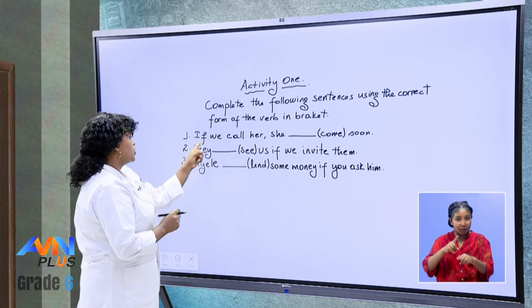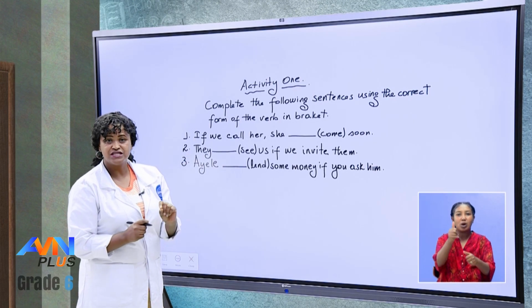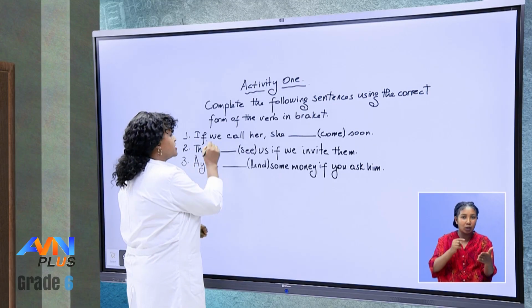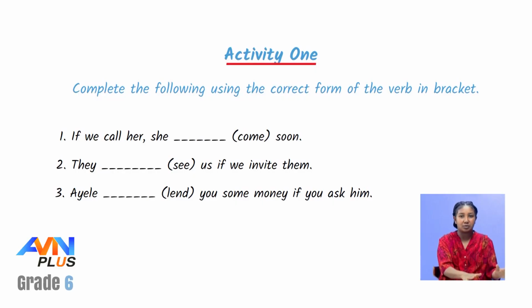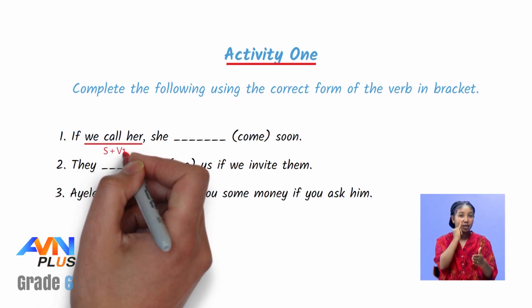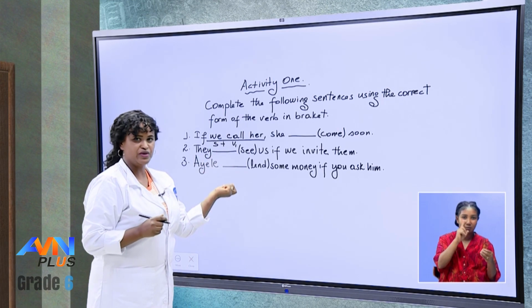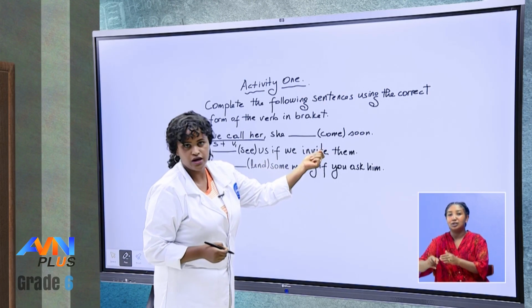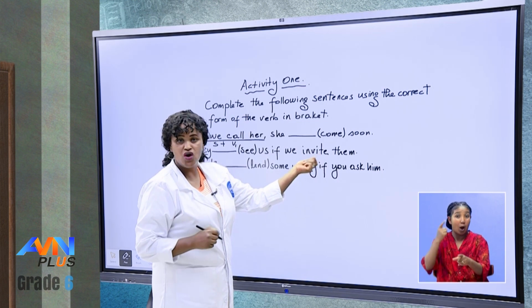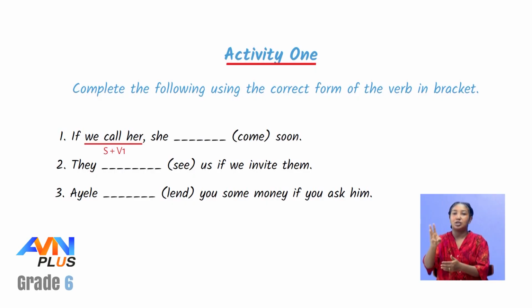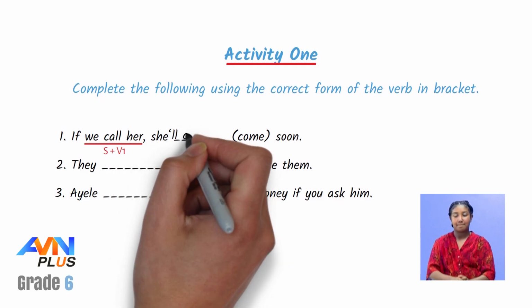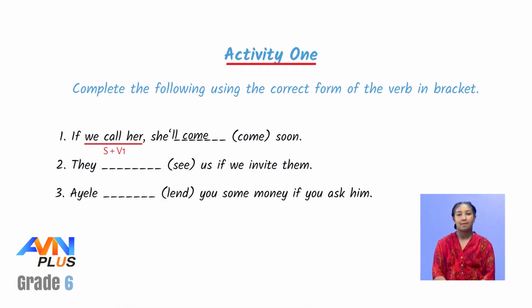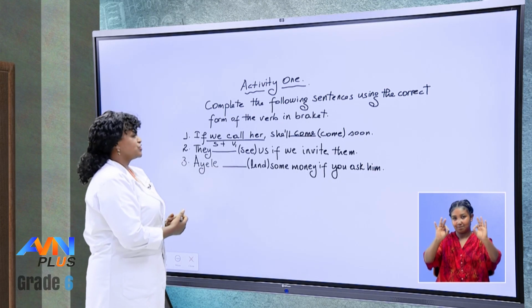So this time, on the first sentence, which one is complete? Look, if we call her, this is complete. Now, how is it complete? If plus subject plus verb 1. So, if the if clause is subject plus verb 1 or simple present, then the main clause becomes what? Simple future. Yes? So I am sure you all say what? She will come. She'll come. Right? Wonderful.